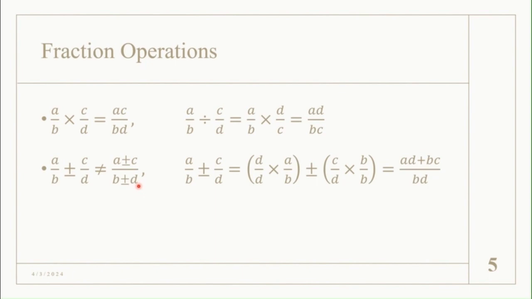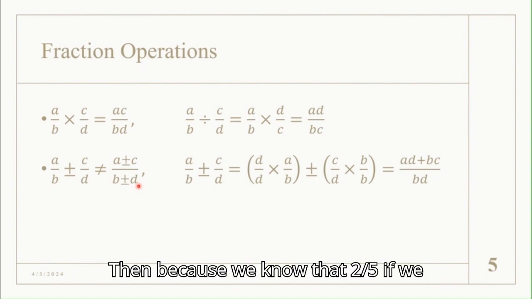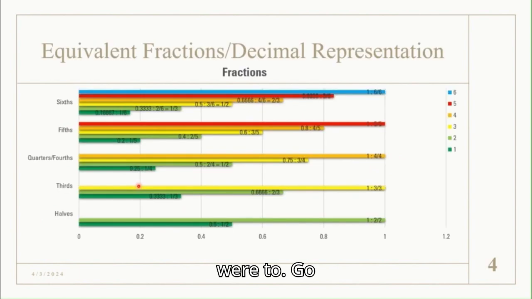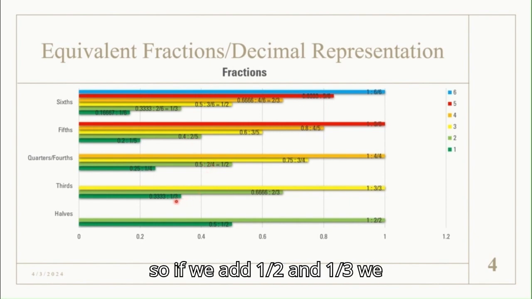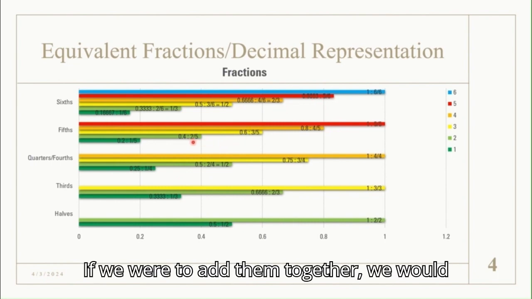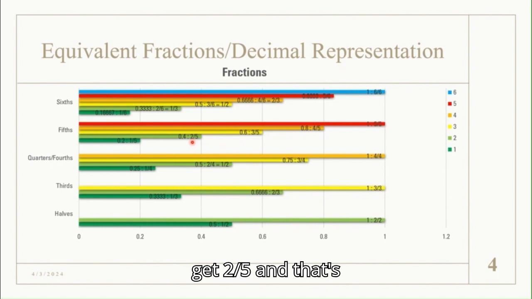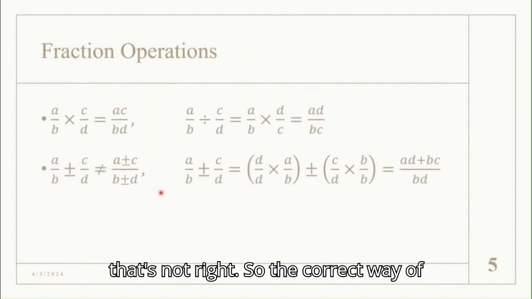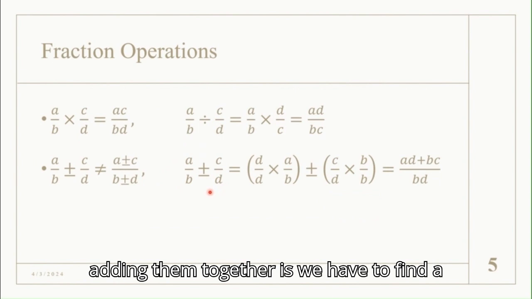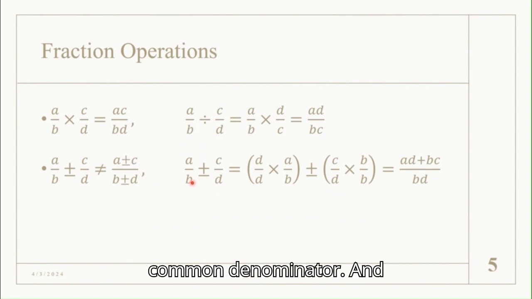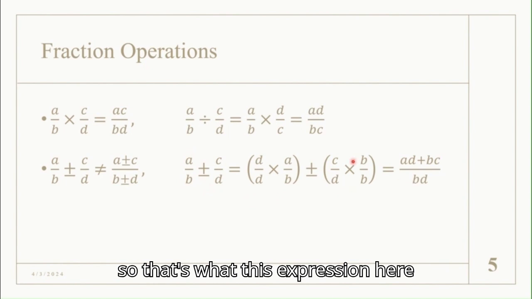It's because we know that 2/5, if we were to go back, actually is less than 1/2. And so if we add 1/2 and 1/3, we expect to get a larger value. We expect to be here, 5/6. But if we were to add them together this way, we would get 2/5. And that's not right. So the correct way of adding them together is we have to find a common denominator. And so that's what this expression here shows.